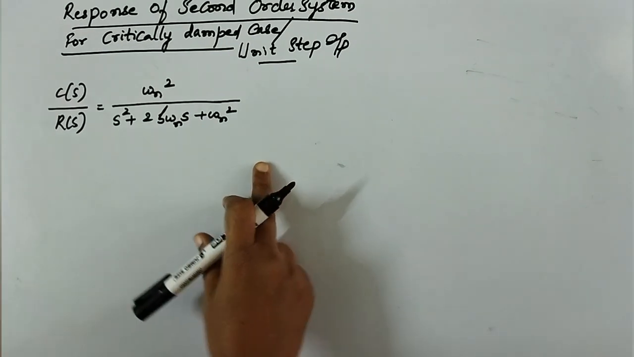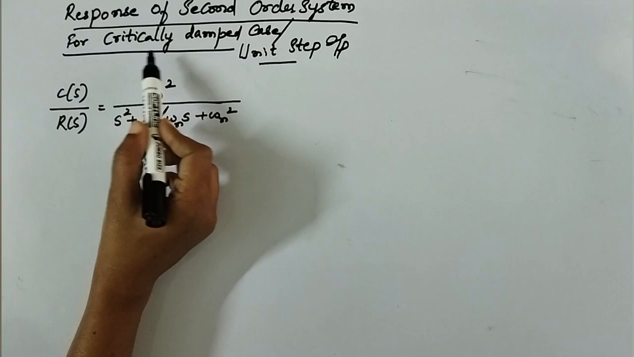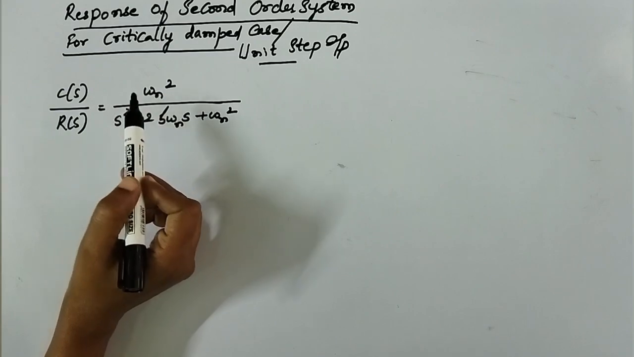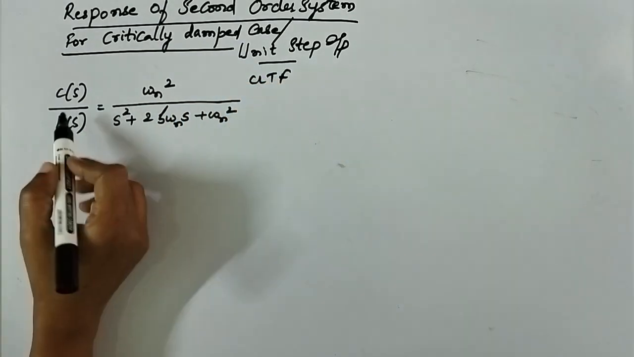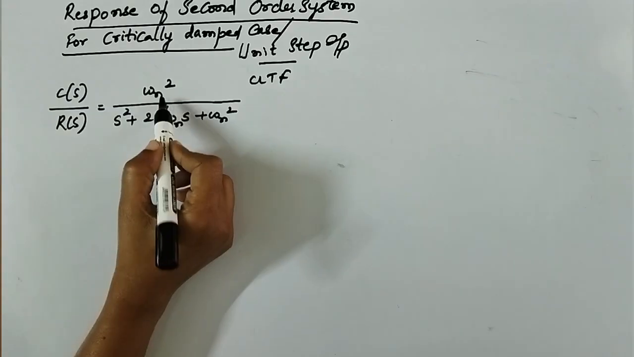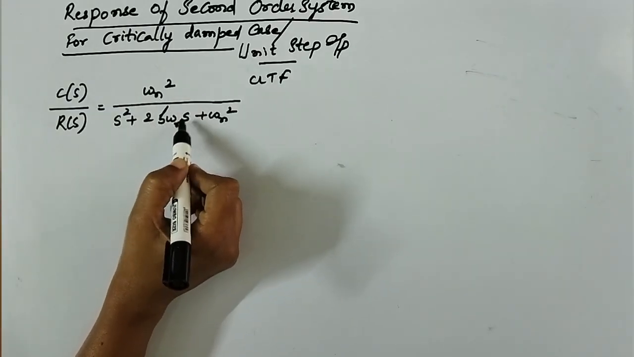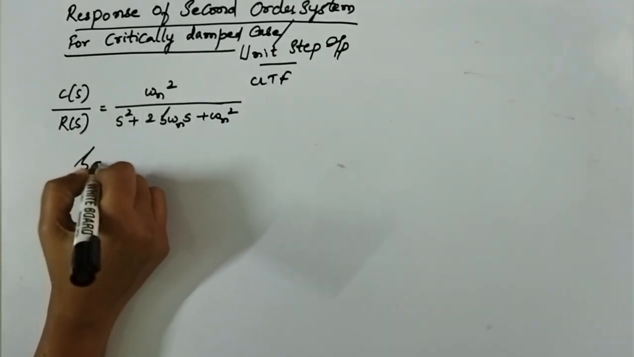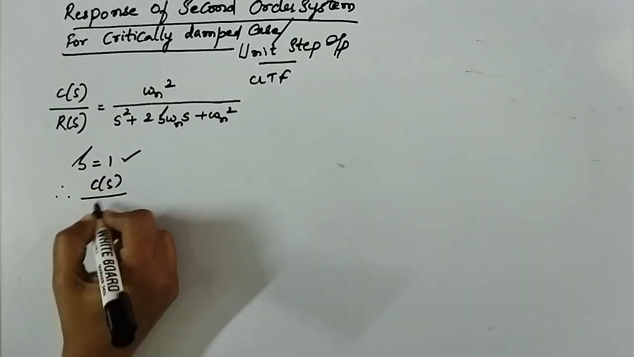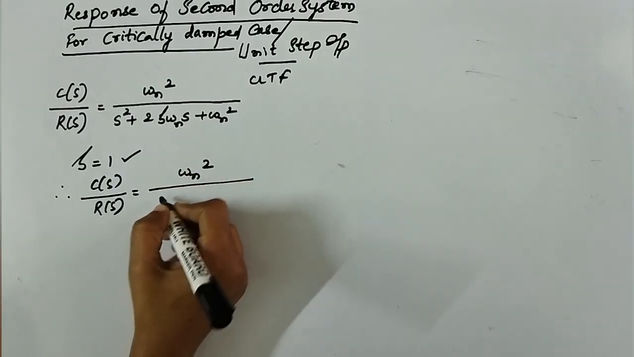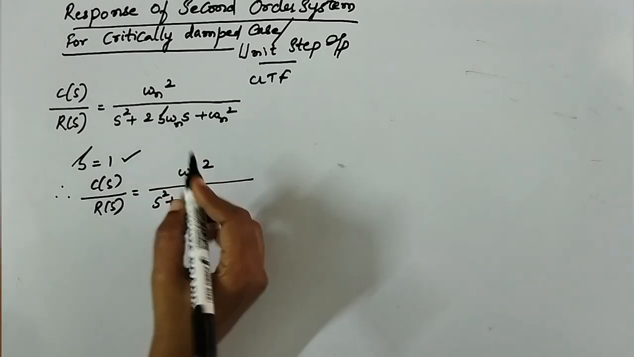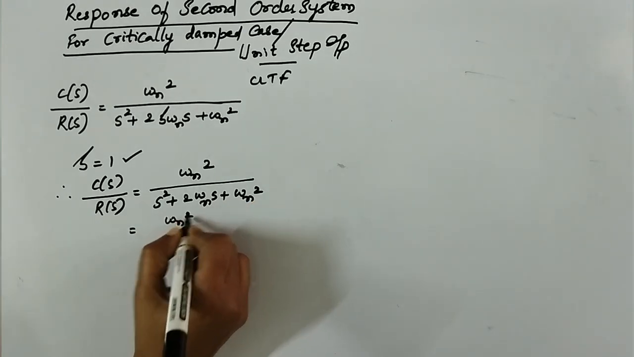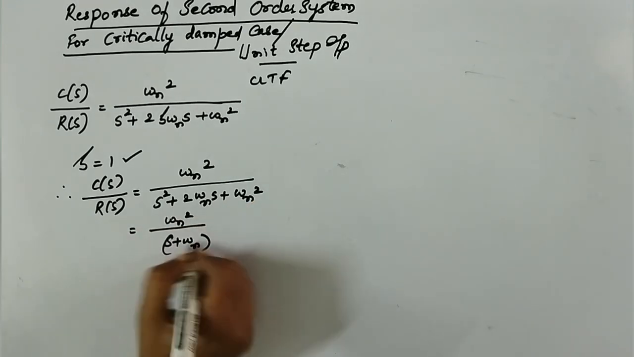Hello viewers, today we'll learn about response of second order system for critically damped case and unit step input. As we all know, the standard form of closed loop transfer function for second order system is C(s)/R(s) = omega n square / (s square + 2 zeta omega n s + omega n square). And for critically damped case, the damping ratio is 1. So, therefore C(s)/R(s) = omega n square / (s square + 2 omega n s + omega n square), that is omega n square / (s + omega n) whole square.